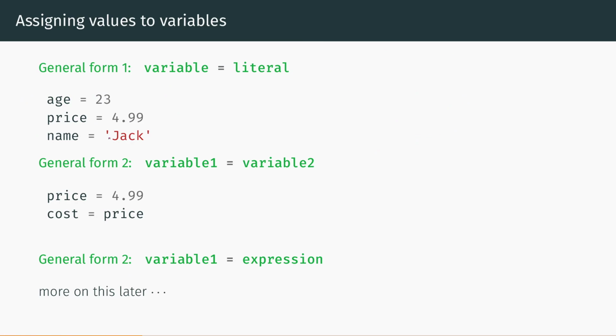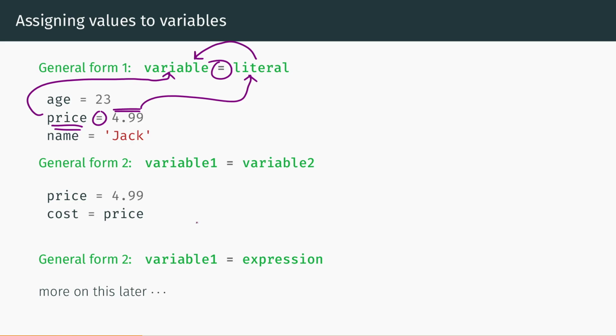In the next example, we have price equals 4.99. Again, price is the name of the variable. 4.99 is the literal, because its value does not change. The price is the variable, and then there is an equal to sign. So the general form is variable equals literal. That's how you store the value of a literal inside the variable.